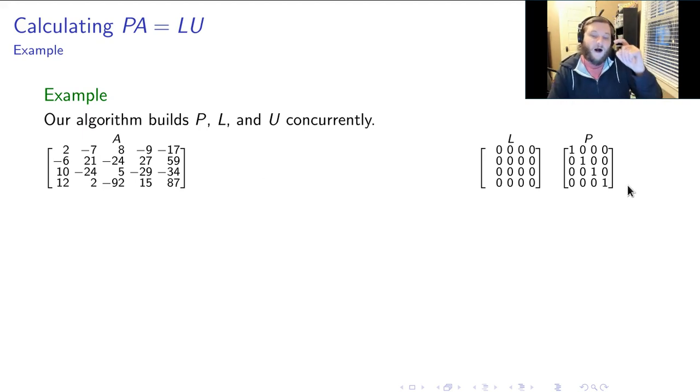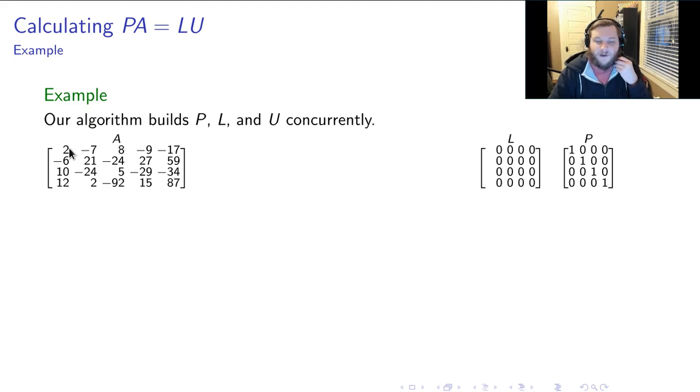So let's walk through this algorithm step by step. The key thing to remember is we change L every single step, where we either insert the negative of a multiplier if it's an elimination step, or we do a row swap in L if it's a swapping step. P only gets changed if we're doing a swapping step. So what's the first step going to be in this algorithm?